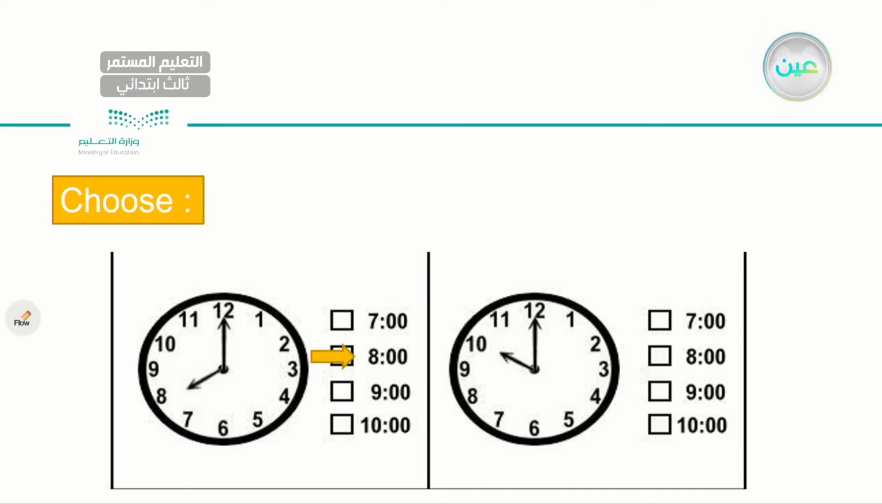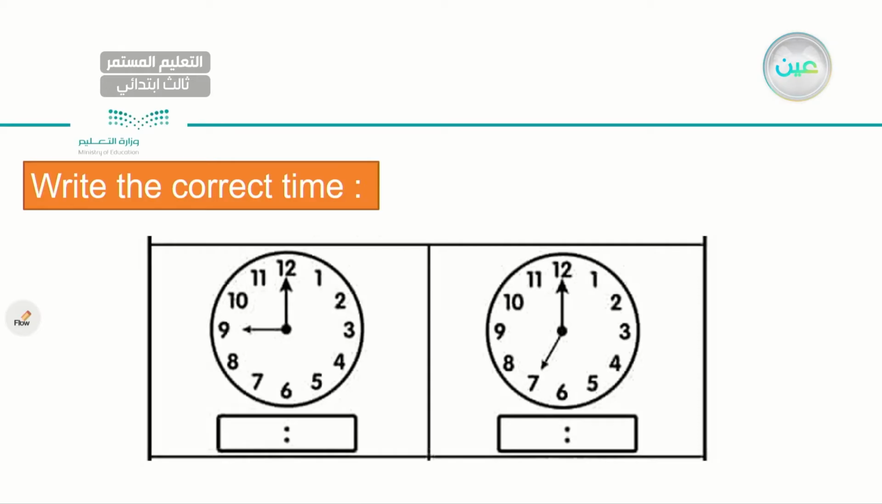What time is it, my dear student? Let me read the options for you. Is it 7 o'clock, 8 o'clock, 9 o'clock, or 10 o'clock? What do you think? What time is it? It is exactly, very good, 10 o'clock. Very good. So again, the one to your left, it is 8 o'clock. The one to your right is 10 o'clock. Excellent.